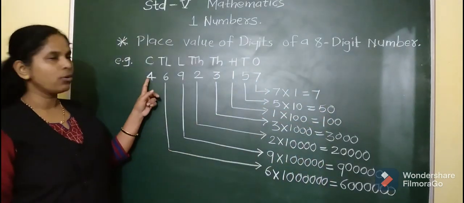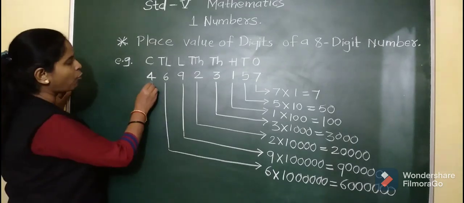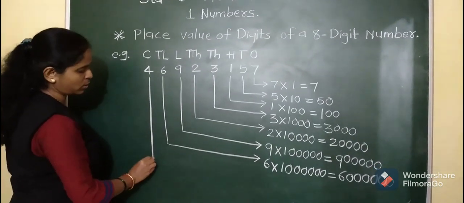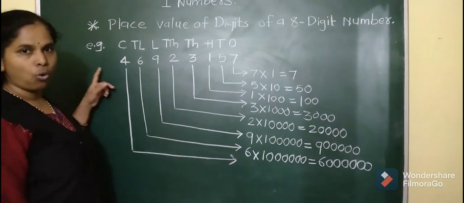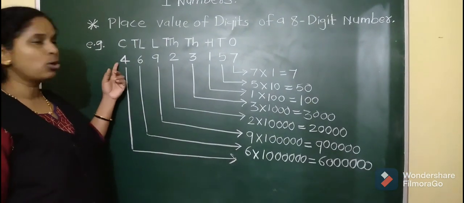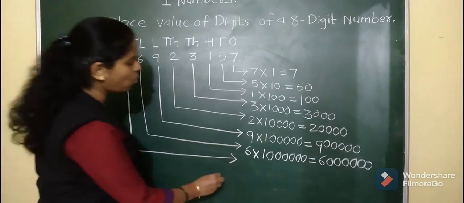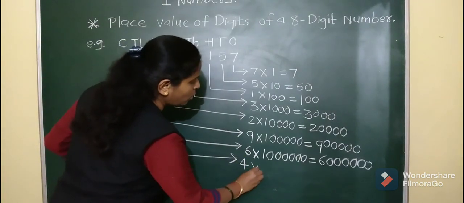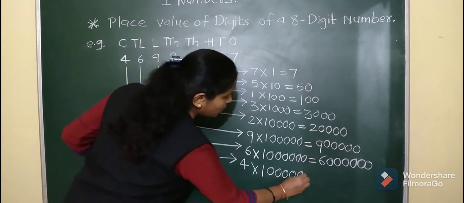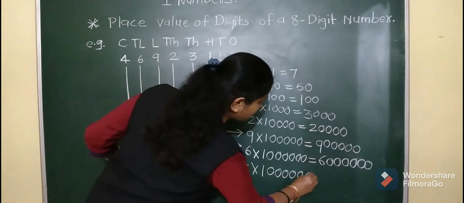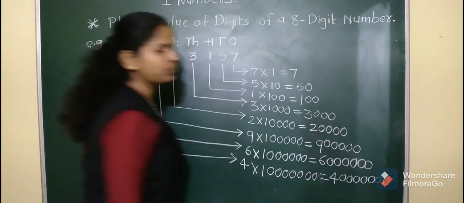Next digit is 4. 4 is at which place? Crores. So now we have to multiply 4 by 1 crore. So 4 into 1 crore. 1 crore means how many zeros will be there? 7 zeros. So 4 into 1 crore is 4 crore.